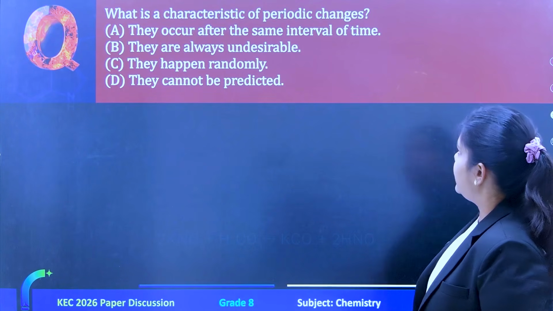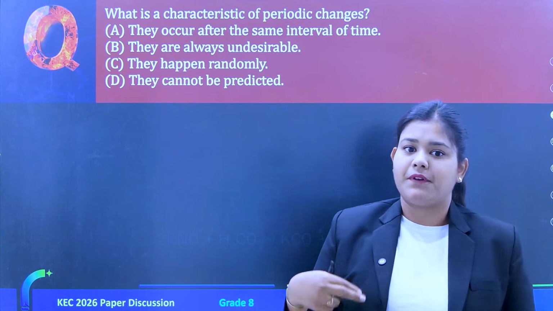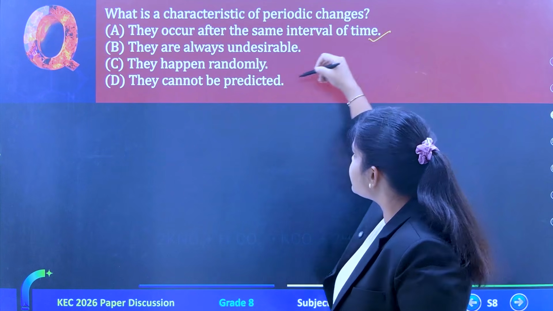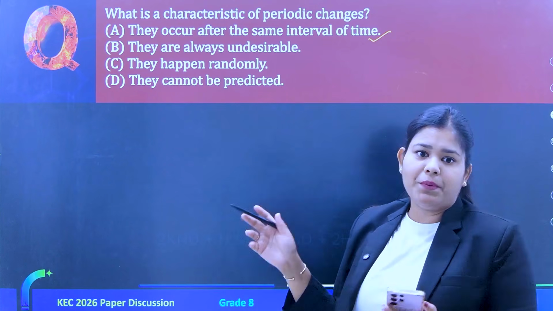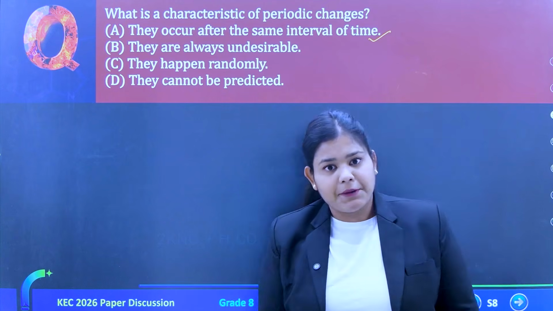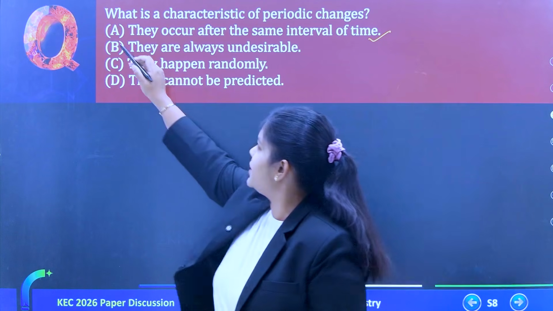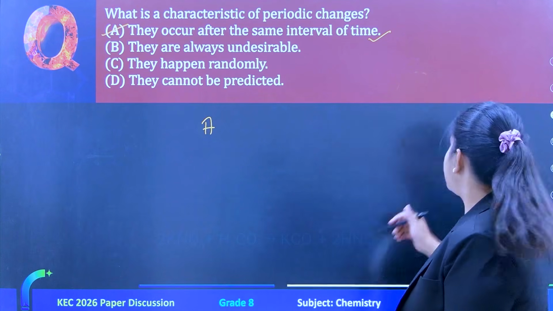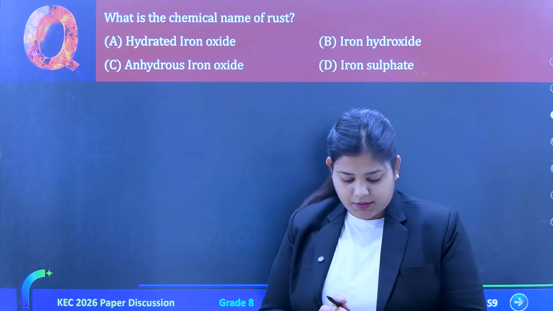Right? What is the characteristic of a periodic change? What is a periodic change? It is one which occurs after a particular time interval again and again. So they occur after the same time interval. Are they always undesirable? No. Do they happen randomly? No, periodic means they occur at a particular time period. Can they not be predicted? They can be predicted. Non-periodic cannot be predicted, but periodic can be predicted. So option A is the best suited and correct answer.